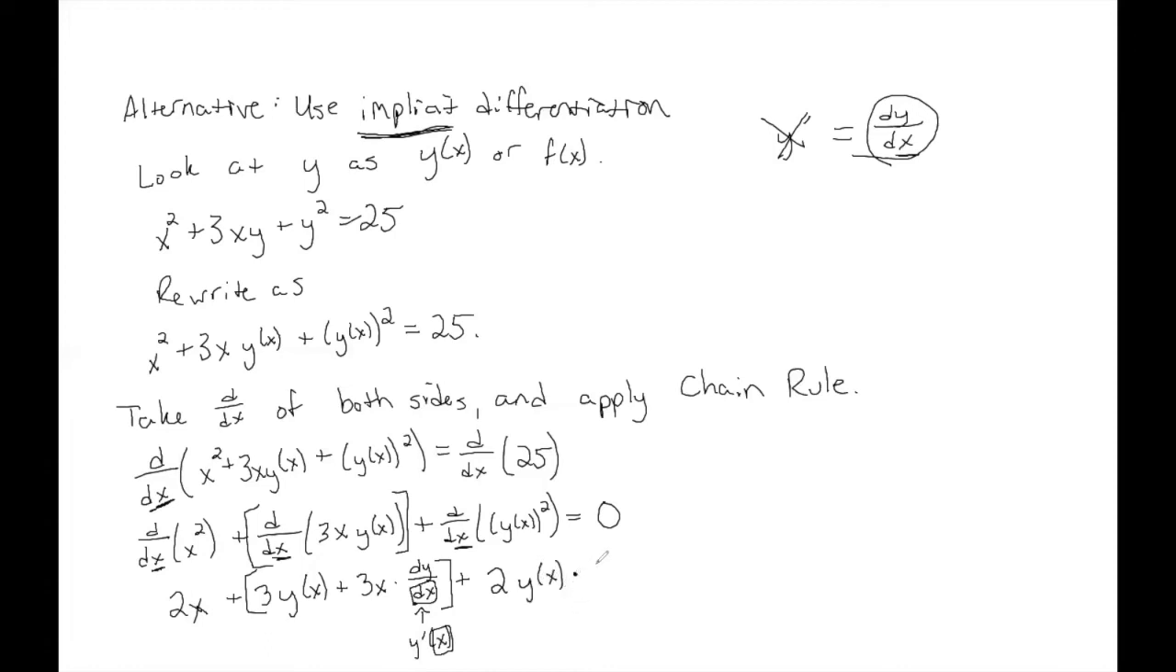And then I multiply by the derivative of the function, right? Of the inside. I've applied power rule to the big set of parentheses, bring the 2 down, drop the power to 1, multiply by the derivative of the inside. This is just an application of chain rule. And I still have 0 on the right-hand side.